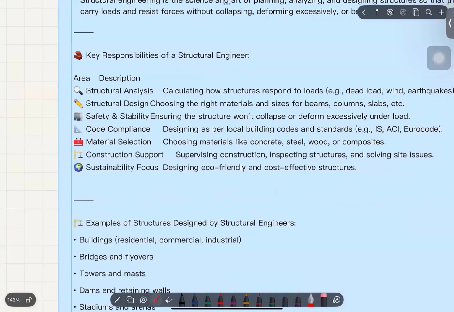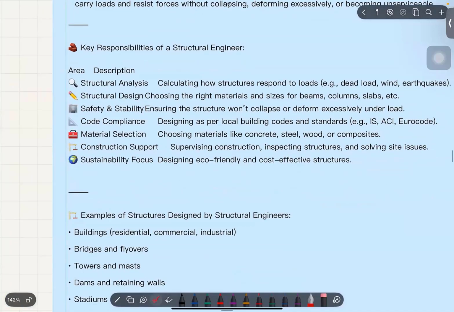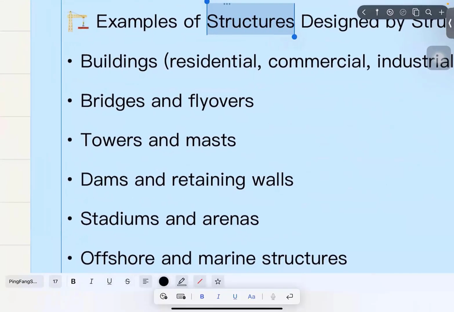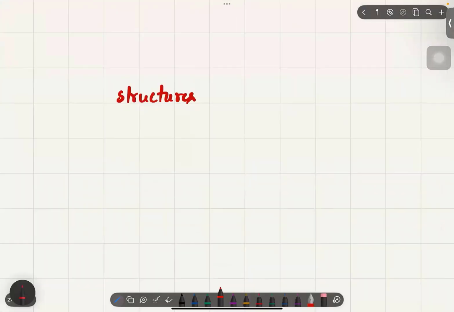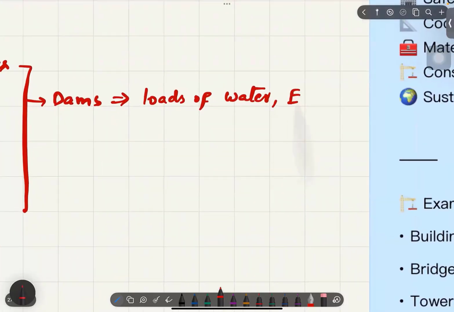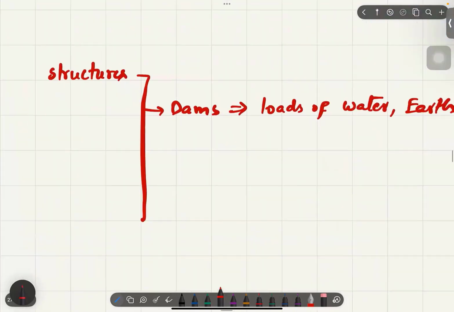You can see what the different types of structures available are. Can you name them? What are the different types of structures available? Dams. Okay, dams are structures. Why are they structures? They are taking loads. Loads of what? Water, right? They will also be designed for earthquake loads, but those are secondary loads. Primarily they are designed to take the water load. Okay, and then columns, bridges.